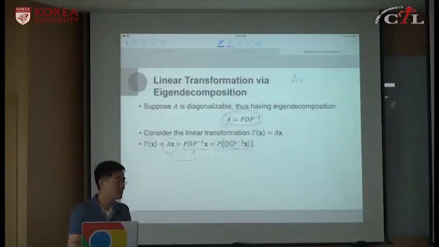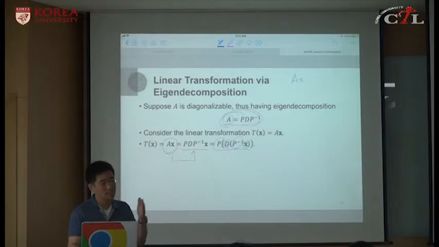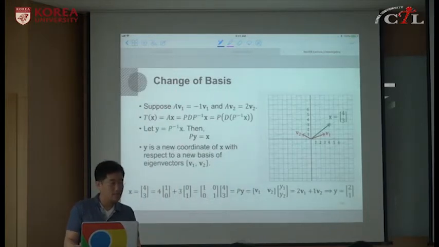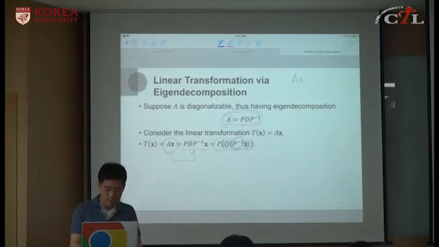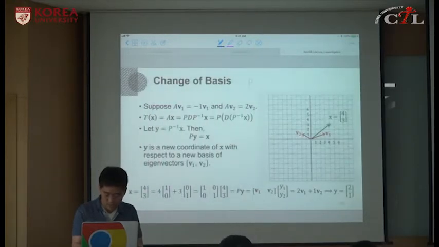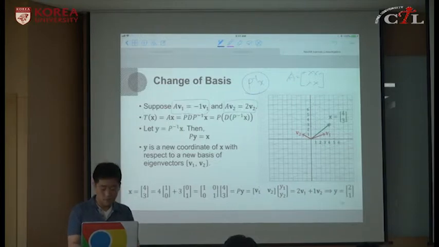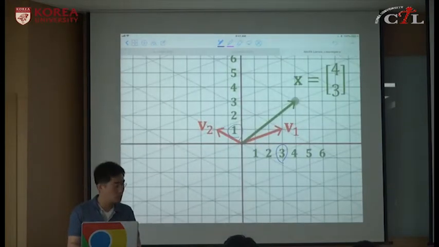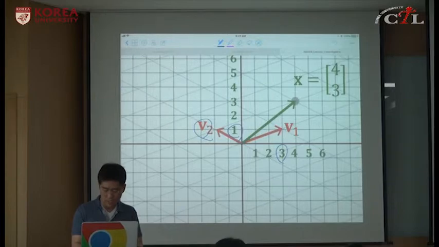Okay, so you can view this single matrix transformation as three consecutive linear transformations. Let's examine each of these linear transformations, defined by P inverse, D, and P. So what is this P inverse of X? Let's focus on this. Let's look at this particular example where your matrix A is just a 2x2 matrix, and your matrix A has these two eigenvalue and eigenvector equations. Also V1 is (3, 1), and V2 is (-2, 1).